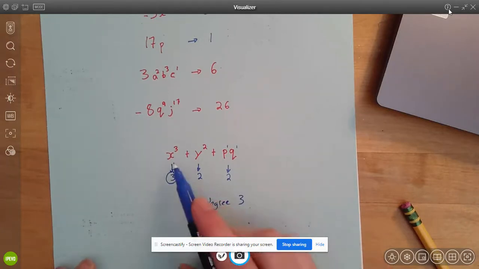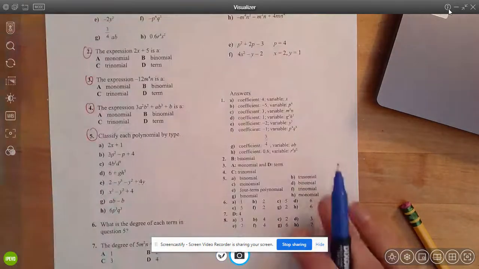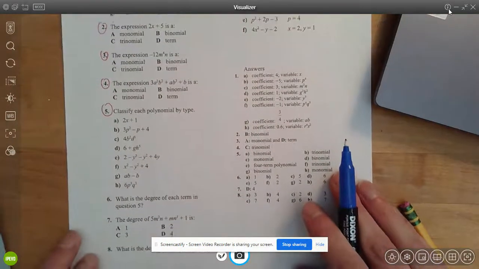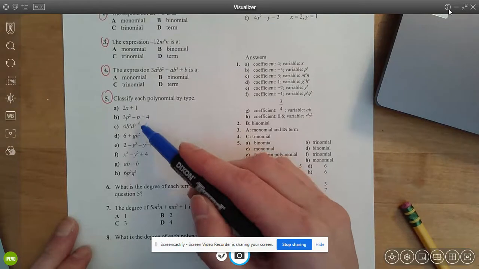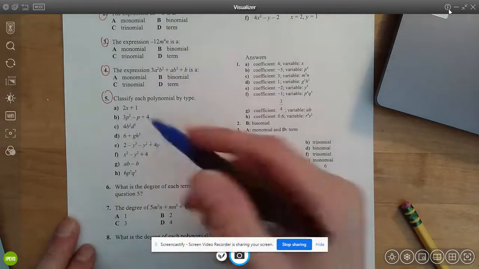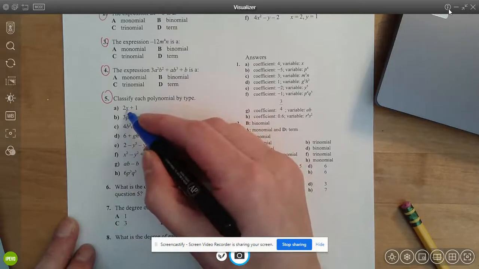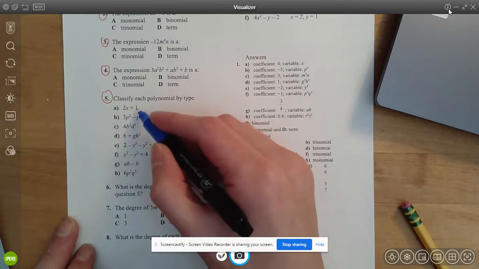So we need to find the degree of each term by adding up all the exponents on the variables, and then we pick the largest degree to be the degree of the entire polynomial. I'll just show you one example, and then this will allow you to try the rest. In question 6, it wants you to tell me what's the degree of each of these polynomials. If you look at A, this term 2x has a degree 1. This is a degree 0 because there is no variable. So the entire polynomial is of degree 1.